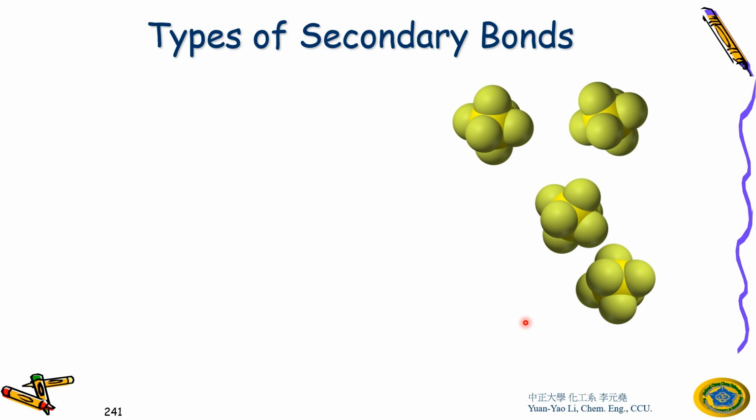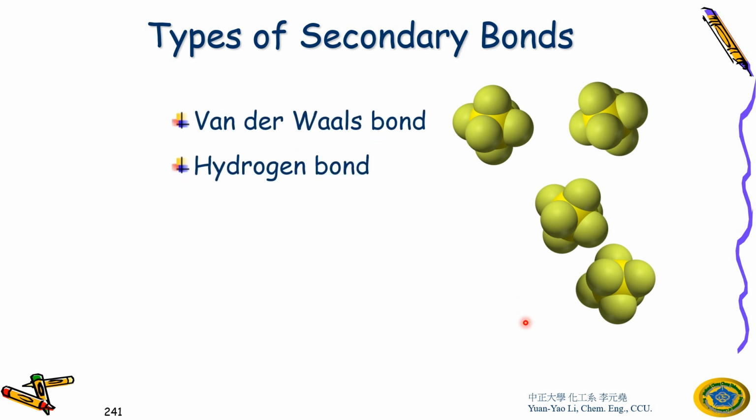Okay, so types of the secondary bonds, there are two types. The first one we call the van der Waals bonds. The second one is called the hydrogen bond. Hydrogen bond is a special case of the van der Waals bond. Okay, it's a special case. So basically, if we talk about van der Waals bonds, it involves hydrogen bond.